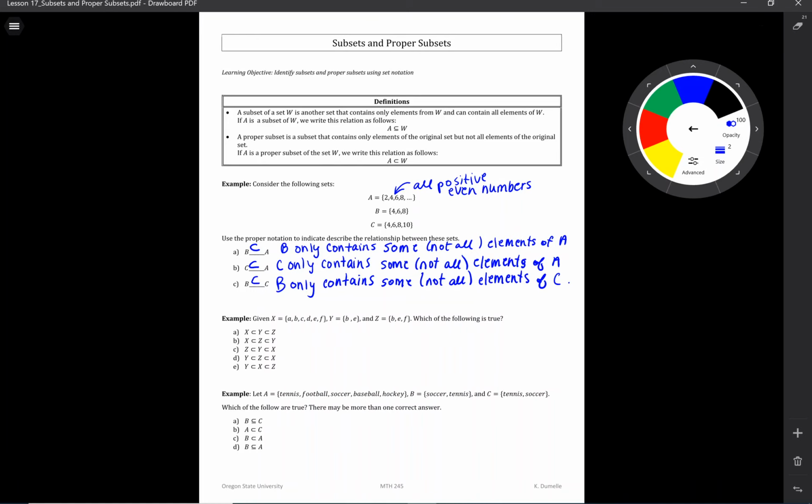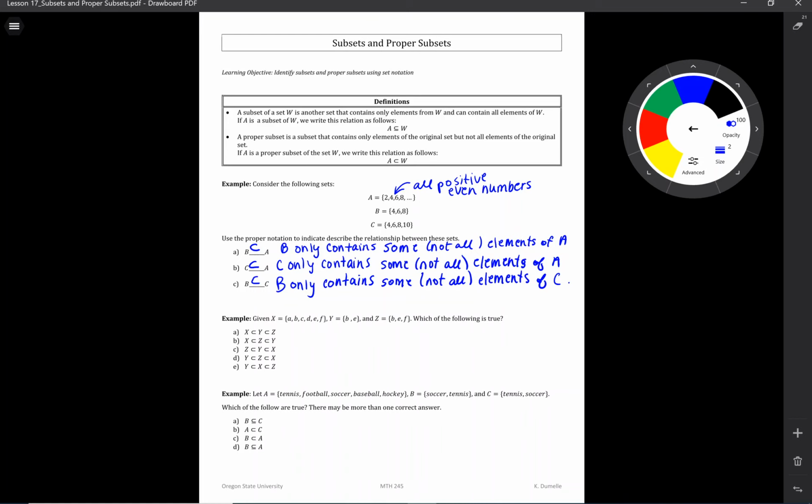Okay, let's go on to the next example. We have three sets here. X is A, B, C, D, E, F, Y is B, E, and Z is B, E, F. Which of the following is true? So A says X is a proper subset of Y, and Y is a proper subset of Z.